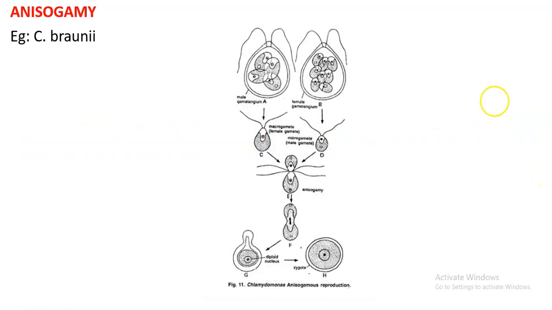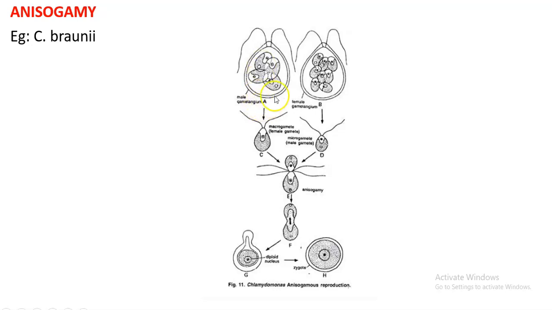Now, anisogamy you can observe in Chlamydomonas species like Chlamydomonas braunii. In this you can see that the male and female gametes are coming from two different thalli. One particular thallus will be acting as male gametangium, and another thallus will be acting as female gametangium. Actually, there is a mismatch in the description of these thalli. Actually, this is male gametangium, this is female gametangium.